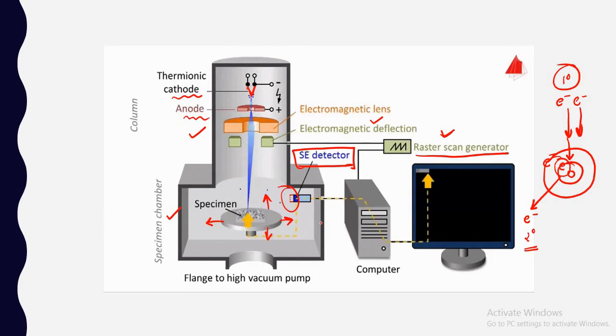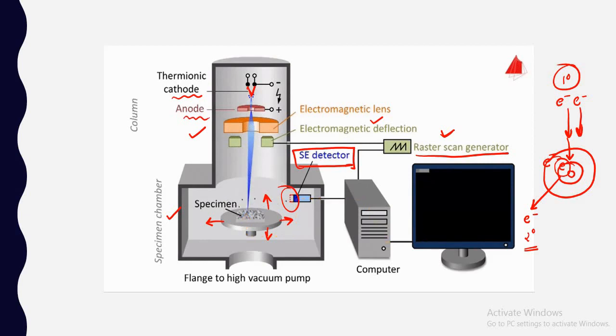In the area where electrons are released, you will observe a gray image formed. If fewer electrons are released, a black image is formed. That means if electrons are not knocked out, there will be a black spot. Where the electrons are knocked out and detected through this detector, gray image formation starts taking place on the computer screen. This is the working of the scanning electron microscope. I hope this will help you.